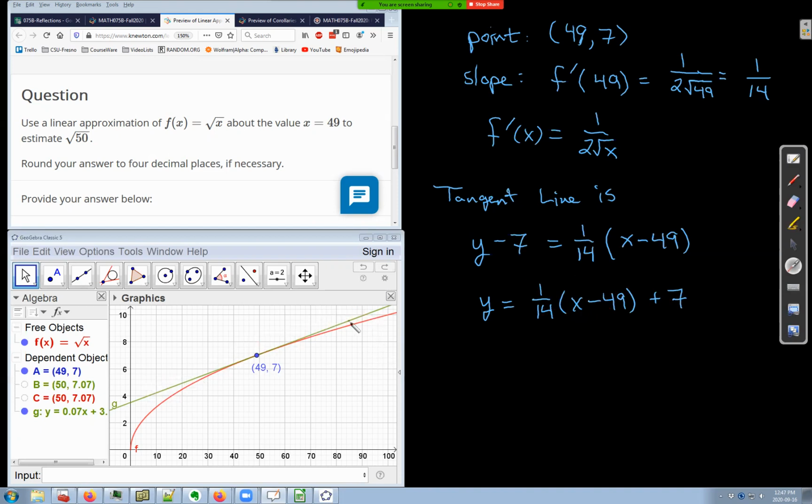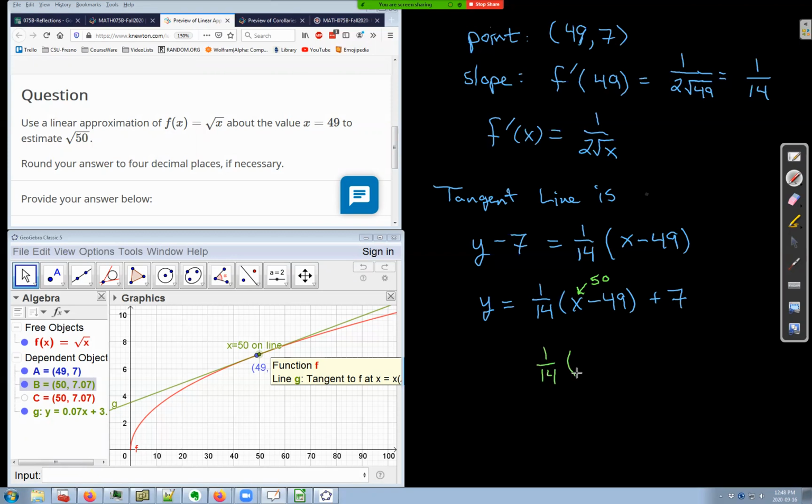Okay, so now we found the tangent line, and what were we supposed to do with the tangent line? Oh yeah, we were supposed to put x equals 50 into it. So I'm just going to put 50 in for x. If I put 50 in for x, then what I get is 1 over 14 times 1 plus 7.